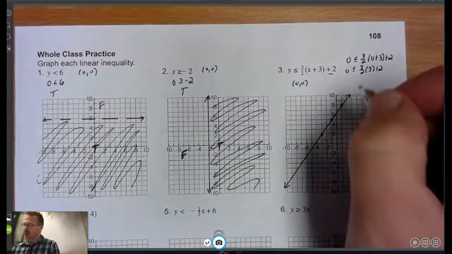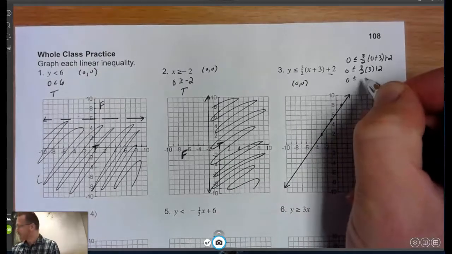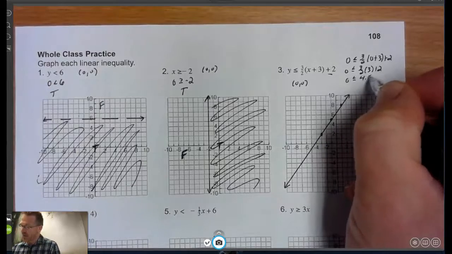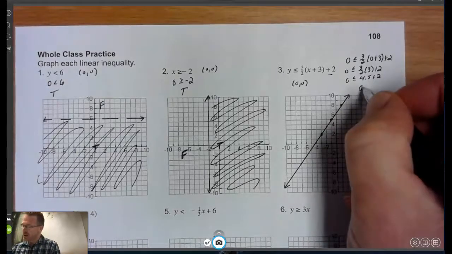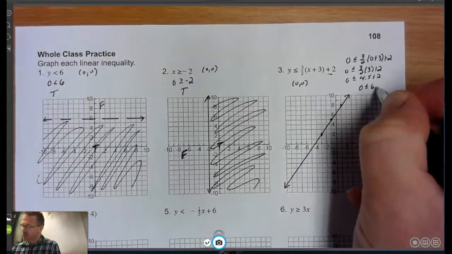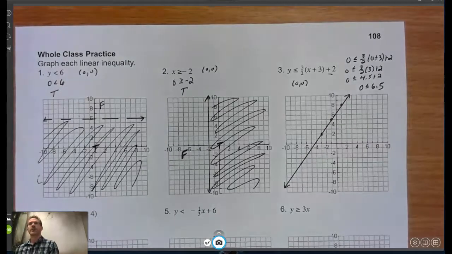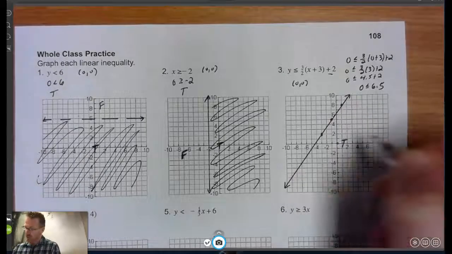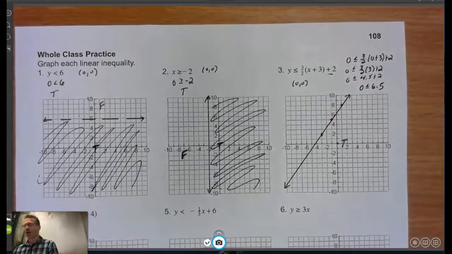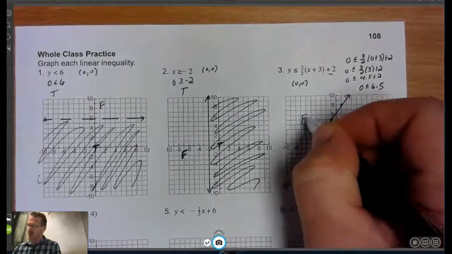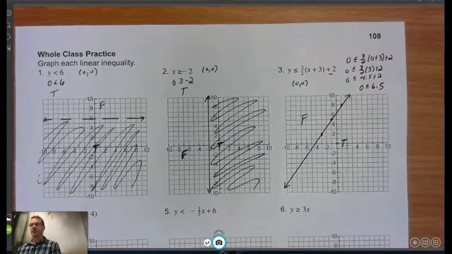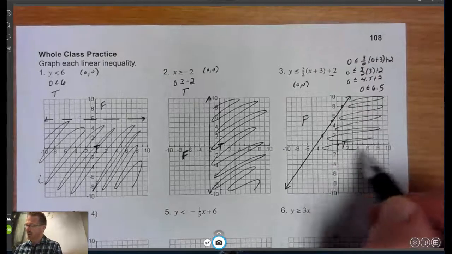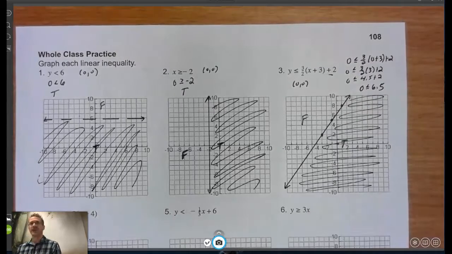Then I have to do my multiplication, so 3 halves times 3 is 4.5, so that's 4.5 plus 2. And so I get 0 is less than or equal to 6.5. Well, that is a true statement. So 0, 0 is right here, and that is true. That means this side is false. So once again, we always shade the true side. That means I'm going to shade all of that.